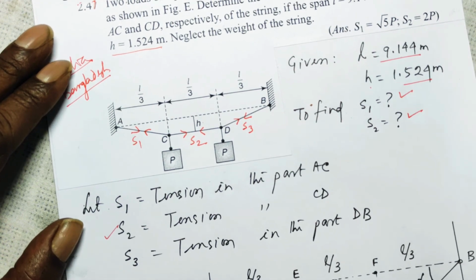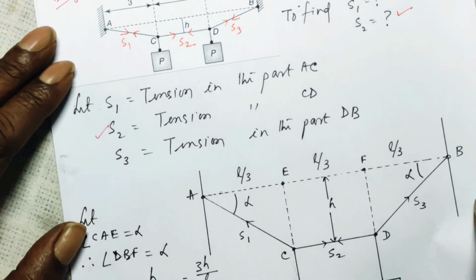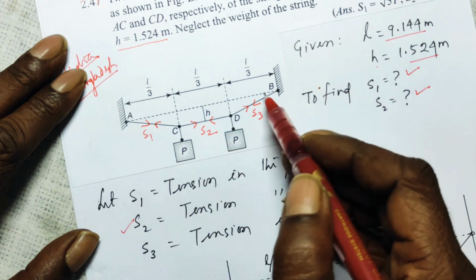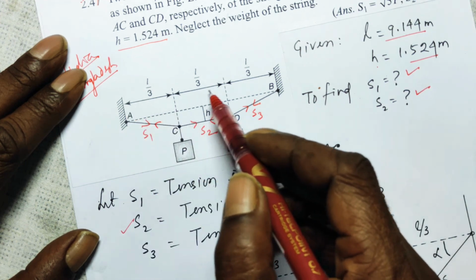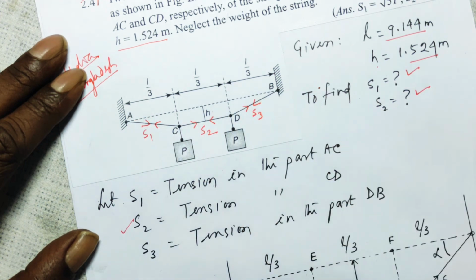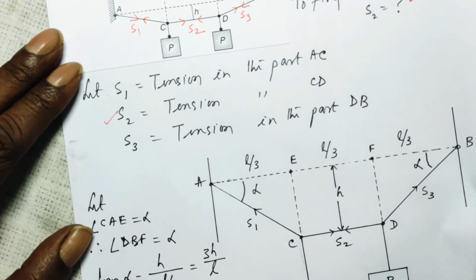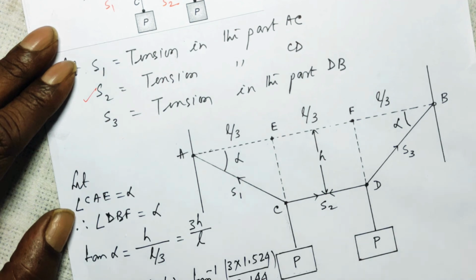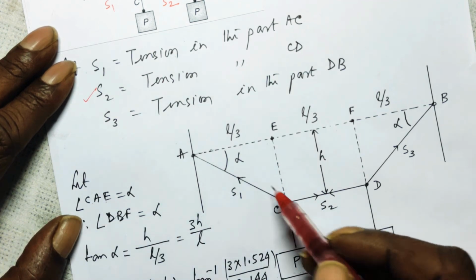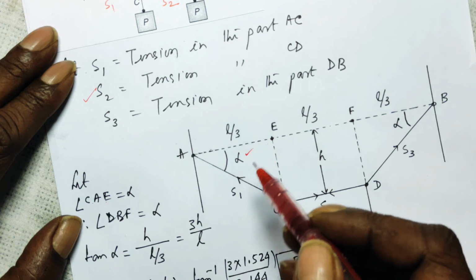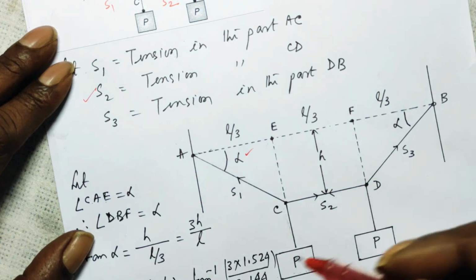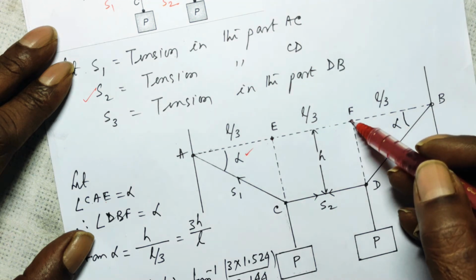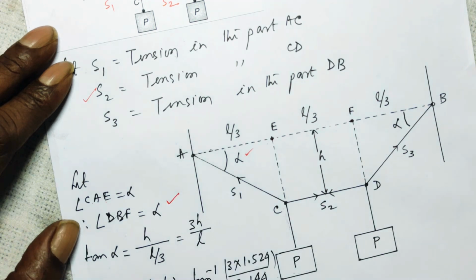Now, I have redrawn the diagram for you. Here, this whole length is from here to here, L by 3, L by 3, L by 3. Let angle CA, let this angle be alpha. And because of the symmetry, right, angle DBF, this point is F, will also be alpha.